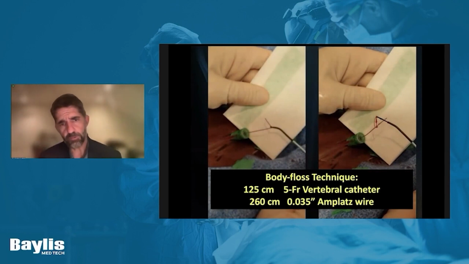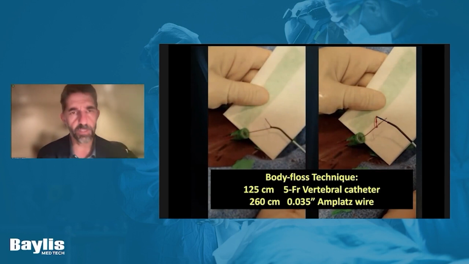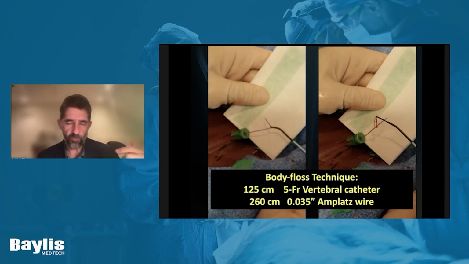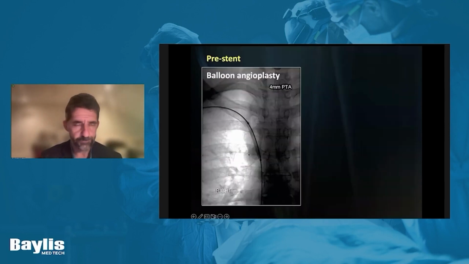Once we snare out, we like to do the body floss technique. You snare out the Baylis PowerWire. Then we exchange that using a 125 vertebral catheter, for example. We cross from the patient's arm towards the patient's leg, or from the leg towards the patient's arm. And then our wire is removed, and we exchange that for a 0.035 Amplatz wire, 260, and then we're ready to work.